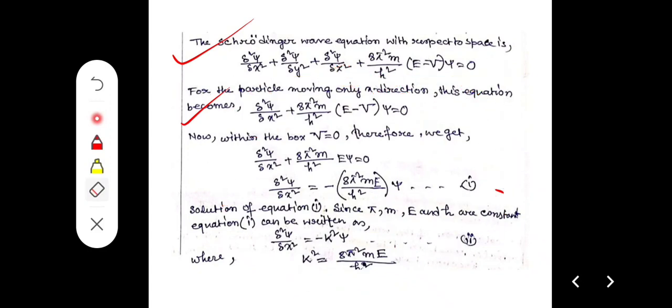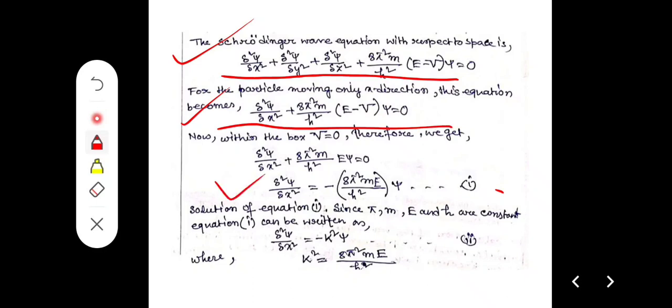So what we get is the first one, the Schrödinger wave equation: del square psi by del x square plus del square psi by del y square plus del square psi by del z square plus 8 pi square m by h square (E minus V) into psi equal to 0. Now, considering the x direction, the reduced part is del square psi by del x square plus 8 pi square m by h square (E minus V) into psi equal to 0. By this way, we can also take V equal to 0.